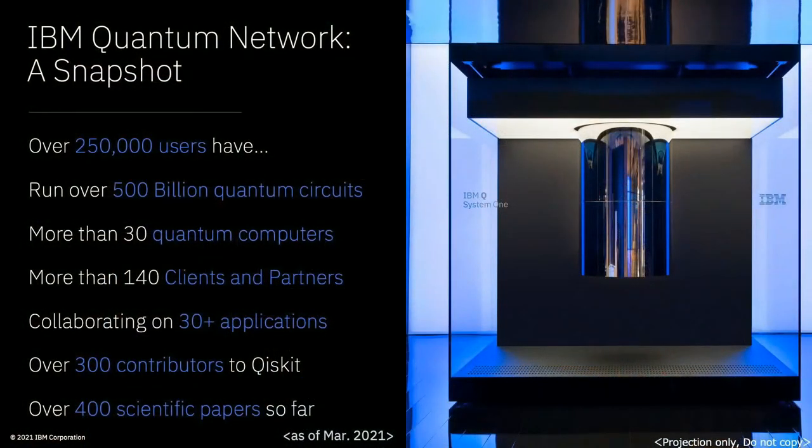Most of these partners, as we call them, are using the most advanced IBM quantum computers throughout the network. Just as of March this year, overall, we have more than 250,000 users on these quantum systems and have run over 500 billion quantum circuits. We have built more than 30 quantum computers, and more than 20 quantum computers are active online and have more than 97% utilization from more than 140 clients and partners accessing these machines.